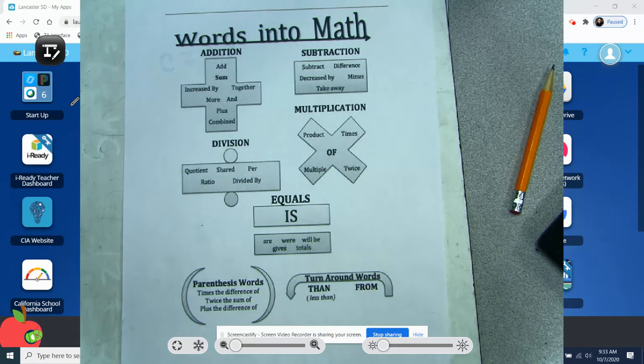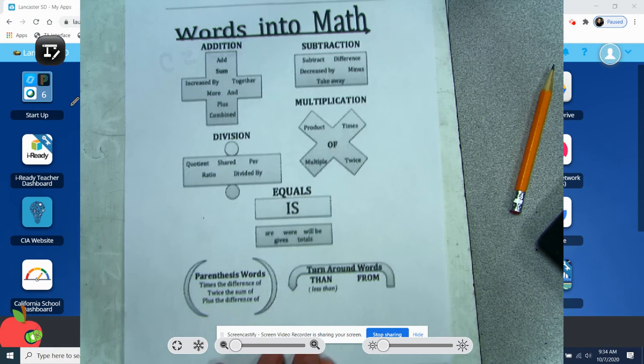The word is means equals. Also meaning equals would be some of the past tense of that, is, so are, or were, will be, gives, total. These are all words that mean we are going to have two things that are equal to each other.